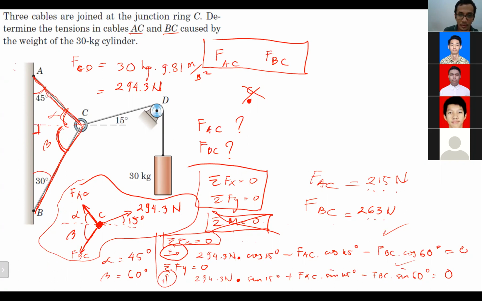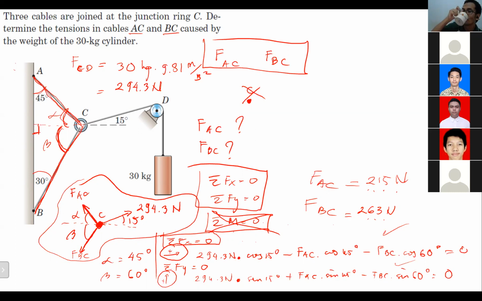Anyone here still having a problem with this particular problem? This particular problem is simple. If yes, please let me know. Excuse me, sir. Yep, Irfan. Can you repeat the first steps in order to find the forces? I think the first step is supposed to be to draw the free body diagram. Drawing the free body diagram is the first step.